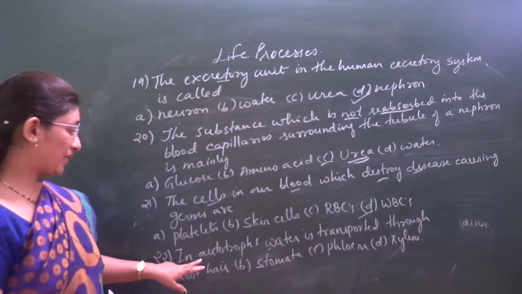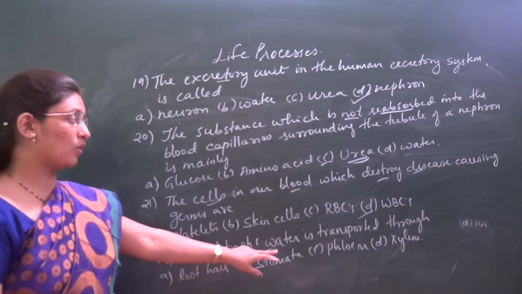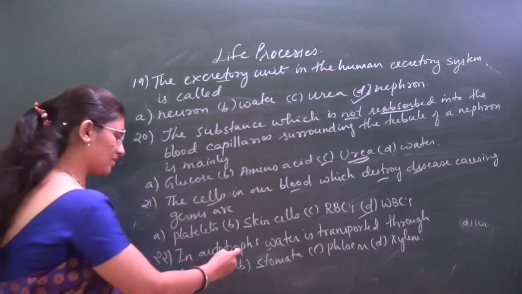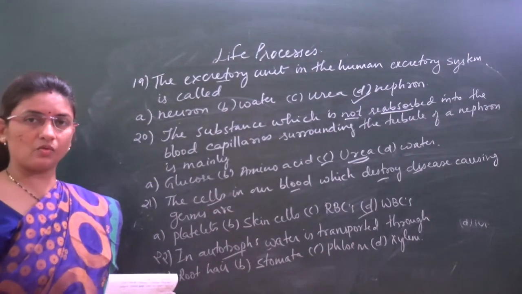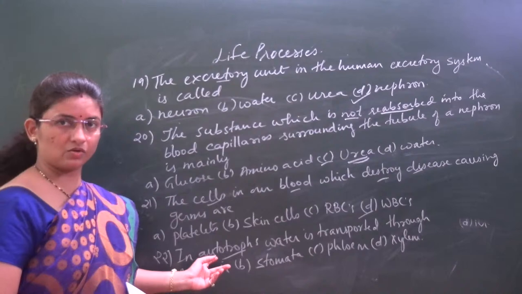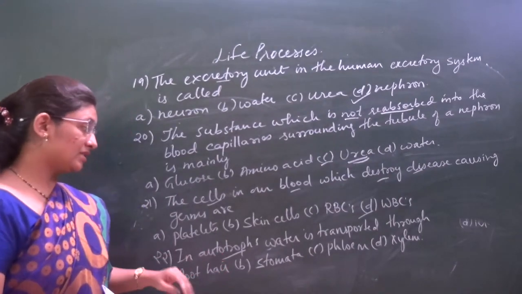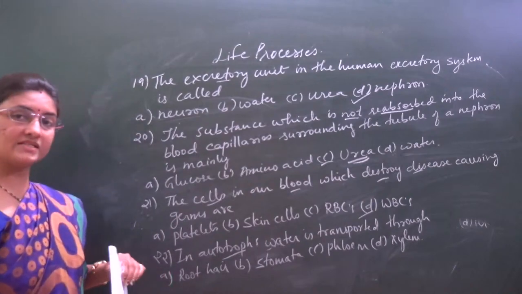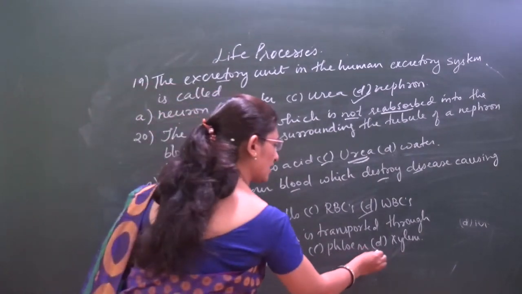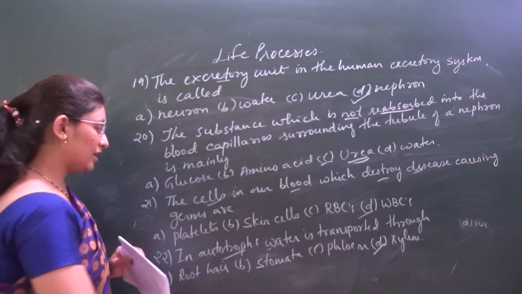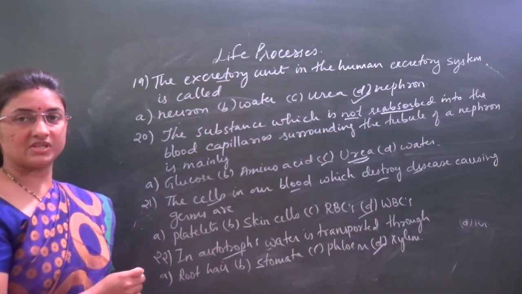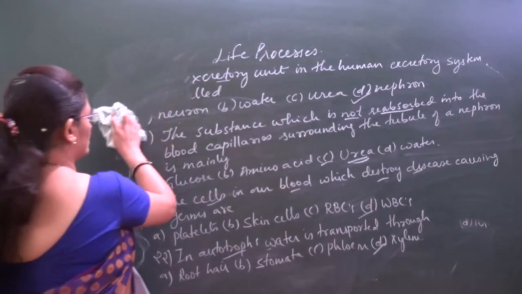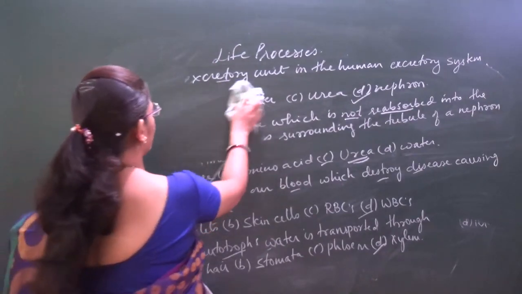So the question is, in autotrophs, water is transported through what? Autotrophs are nothing but the plants because they are preparing their own food. And in the plants, how will the conduction of the water take place? It is because of the vascular tissue, the xylem. So in the autotrophs, xylem helps in the transport of water. So xylem will be your answer for the question.